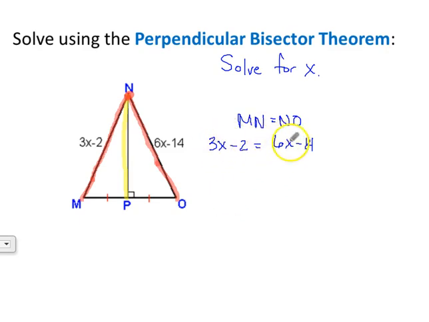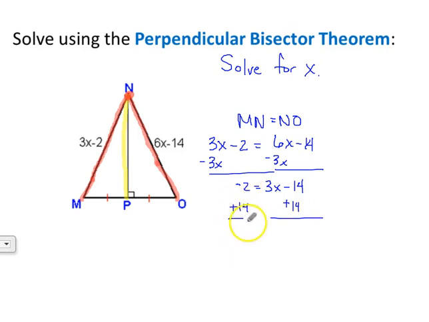I'm going to start by getting all my x's on the right side and all my constant terms on the left side. To do that, I'm going to subtract 3x from both sides, and I get -2 left over on the left. I've now got 3x on the right side, and I've still got this 14. Then I'm going to solve for x by adding 14 to both sides. I'm going to move all my constants to the left side. -2 plus 14, I'm now at 12, equals 3x. Last step is to divide each side by 3, and I get x equals 4, because 12 divided by 3 equals 4.